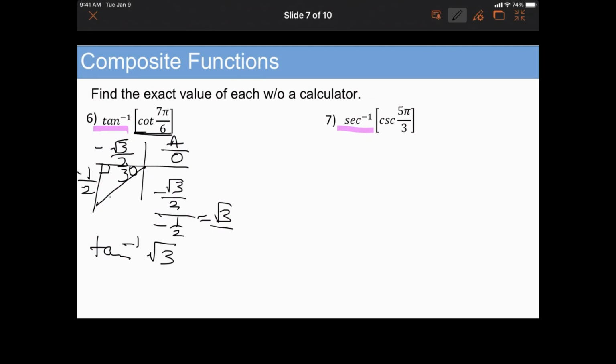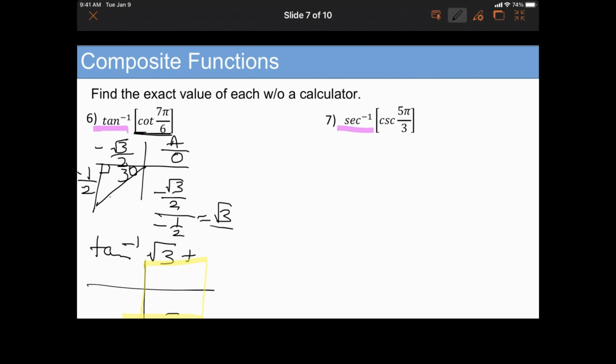Now, this is where it may confuse you. These are not like the other problems. Now this is an inverse, and tangent is positive. So we have to remember about our range. Our range for inverse trig functions for tangent, it's here. So now I have to move it to the first quadrant.